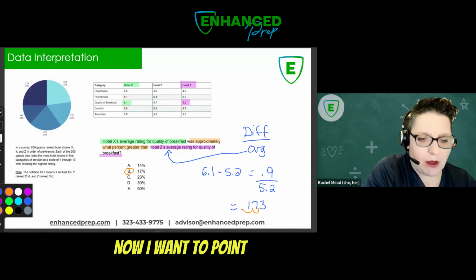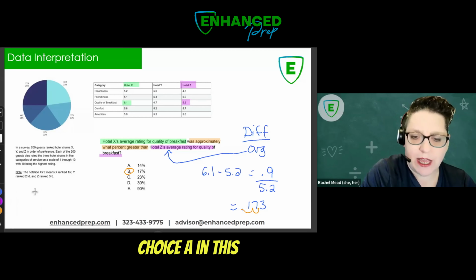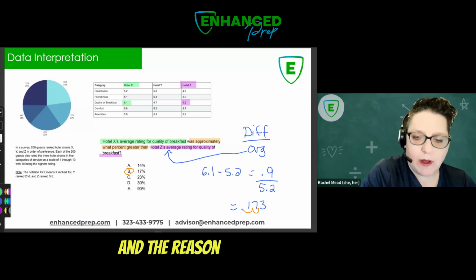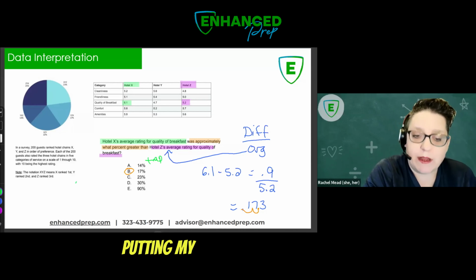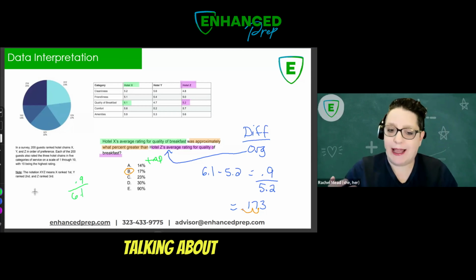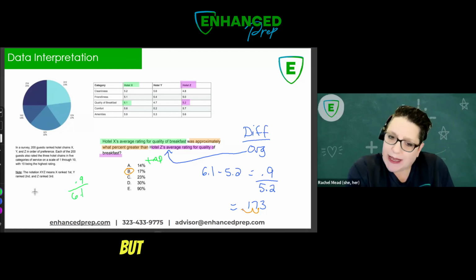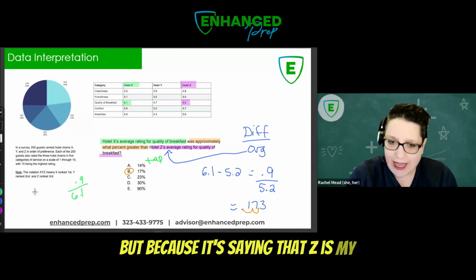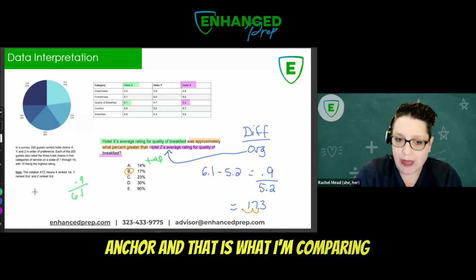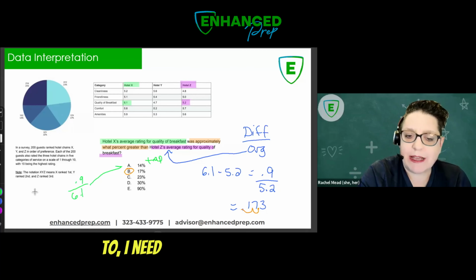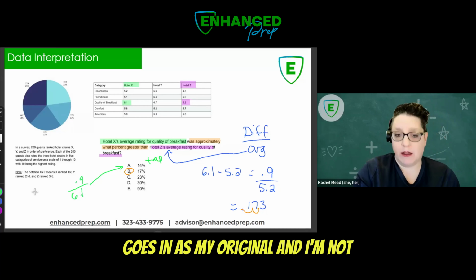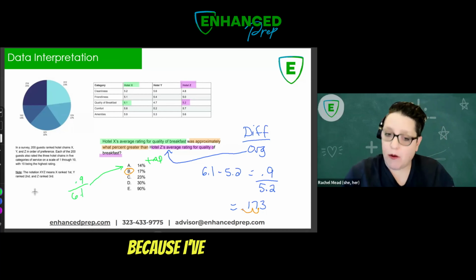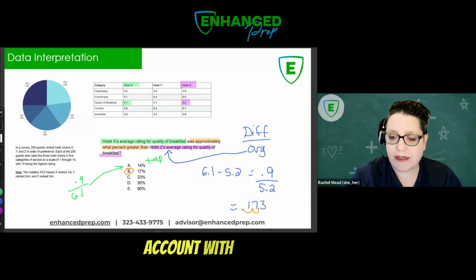Now, I want to point out that answer choice A in this case is a trap. And the reason why this is a trap is this is what I would get if I was putting my 0.9 over my 6.1, if I was talking about in comparison to X. But because it's saying that Z is my anchor and that is what I'm comparing to, I need to make sure that that number goes in as my original and I'm not looking at X because I've already taken it into account with my difference.